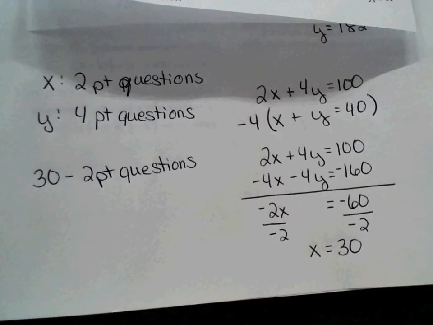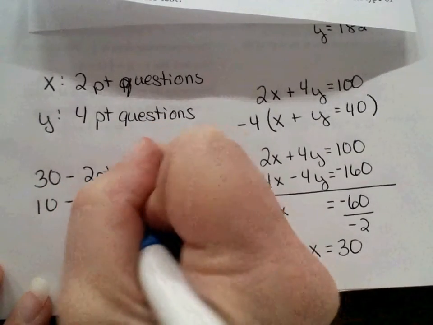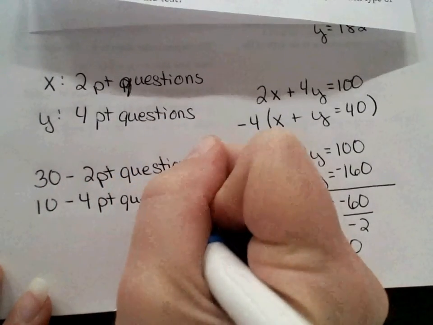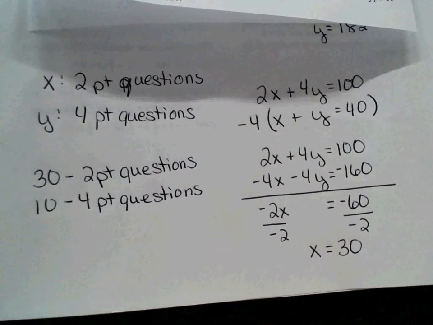How many 4-point questions are on the test? 10. How do we get that? You can substitute it in, or you know there's 40 questions on the test. If 30 of them are 2-point questions, what's 40 minus 30? 10.